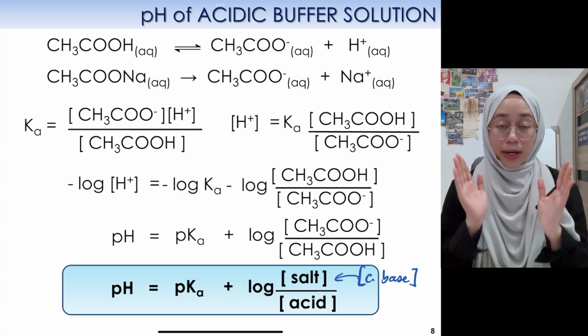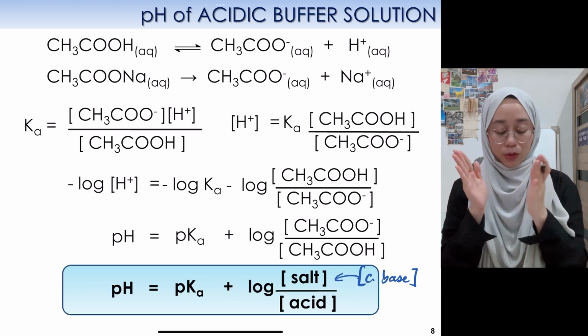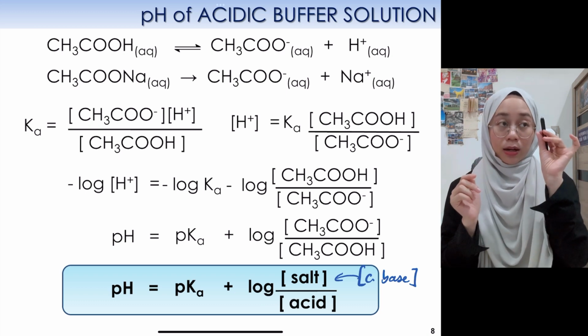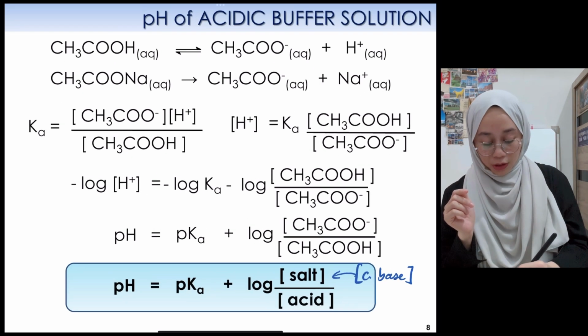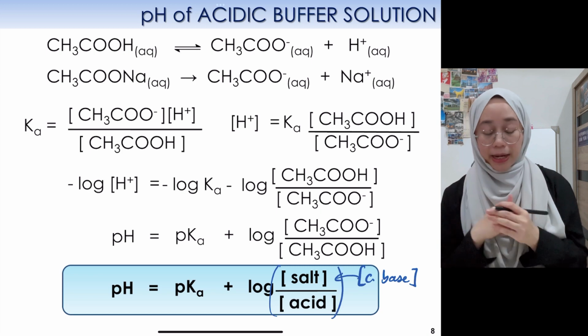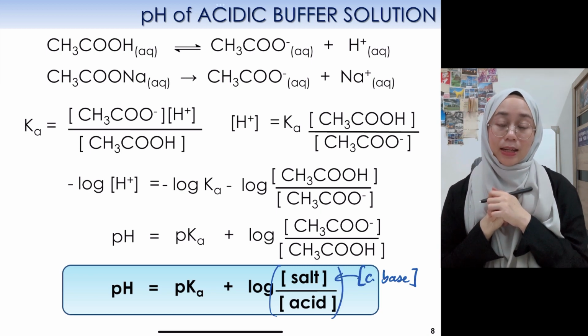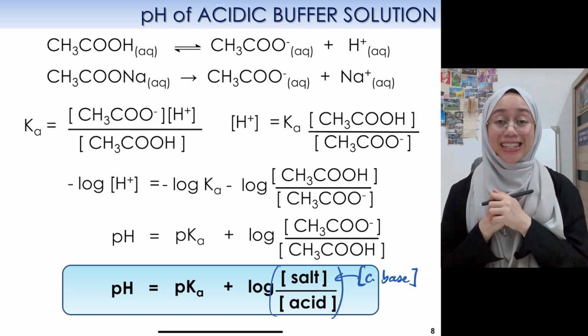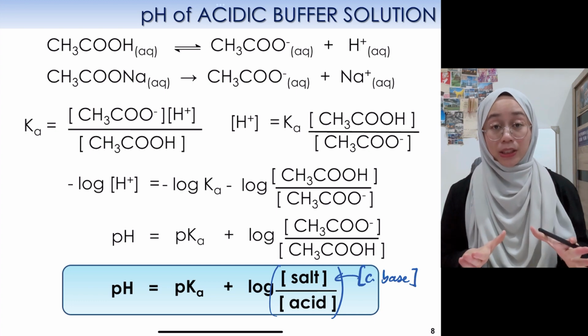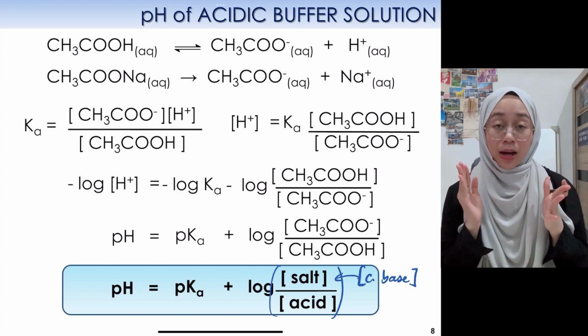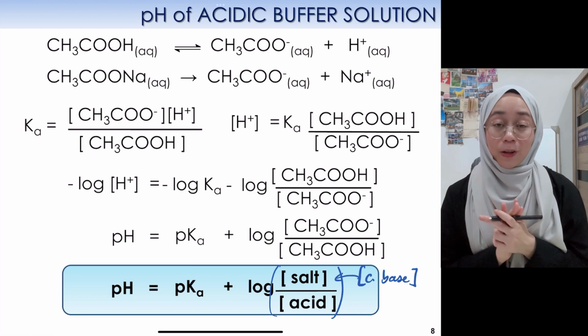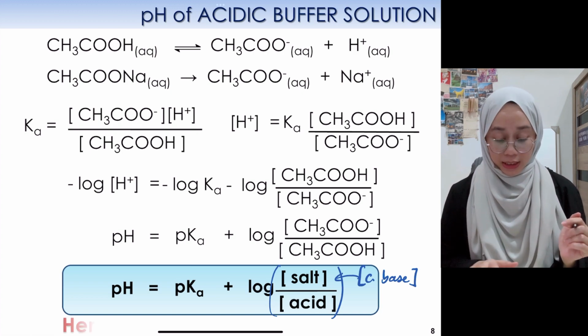Okay, so Henderson-Hasselbalch adalah pH equals to pKa plus log concentration of salt, bahagi dengan concentration of acid. Okay, so ini kita panggil sebagai Henderson-Hasselbalch equation. This equation untuk kira pH untuk buffer solution je. Okay, ini adalah untuk kira buffer solution sahaja.